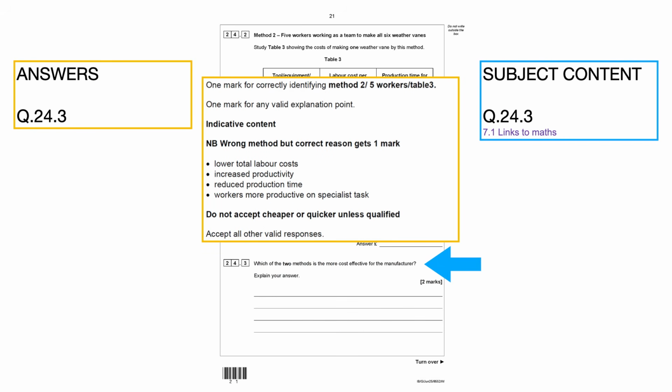Now 24.3, which of the 2 methods is the more cost effective for the manufacturer? Explain your answer for 2 marks. So 1 mark for correctly identifying that method 2, 5 workers or table 3. 1 mark for any valid explanation point. So please note the wrong method but correct reason gets 1 mark. So we have lower total labour costs, increased productivity, reduced production time, workers are more productive on a special task, but we are not allowed to accept cheaper or quicker unless it's qualified. We are able to accept all other valid responses for those 2 marks.